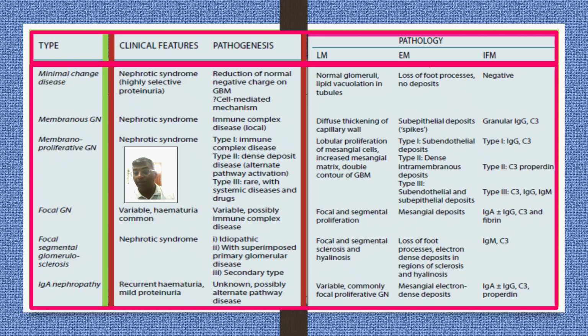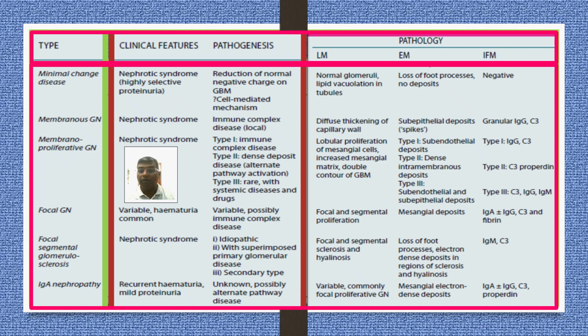So they are coming in the order. Loss of foot processes, first one, no deposits. Second, subepithelial. Third one, that is MPGN. Type 1 is subendothelial. Type 2 is dense intramembranous. Type 3 is both subendothelial and subepithelial.